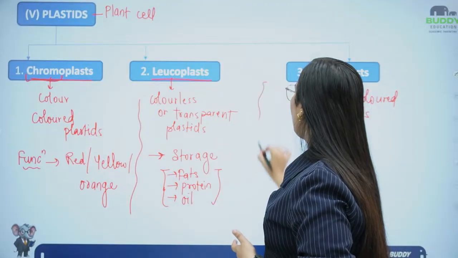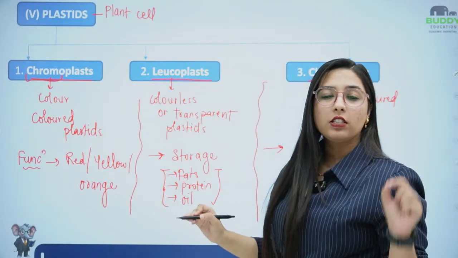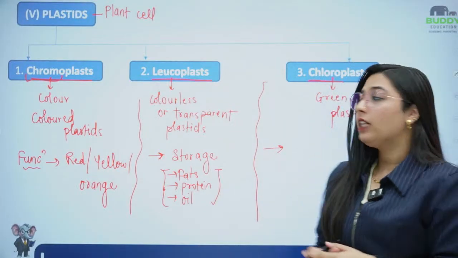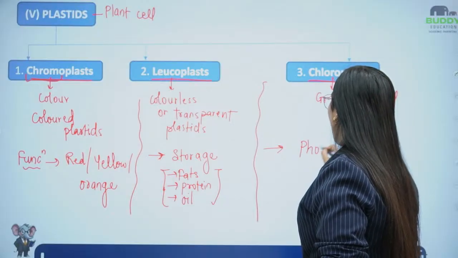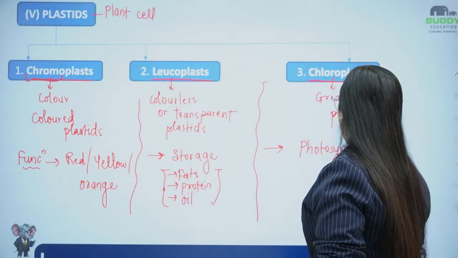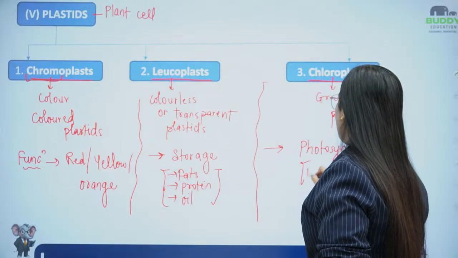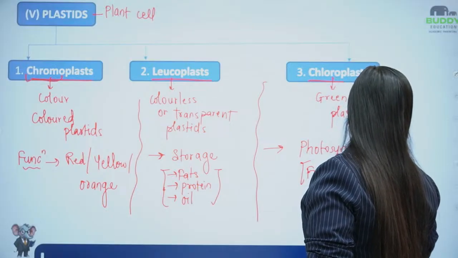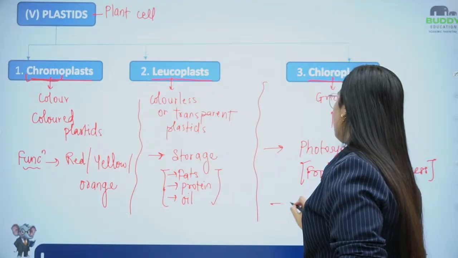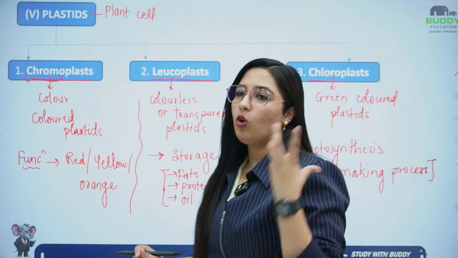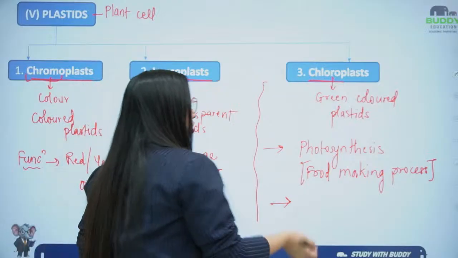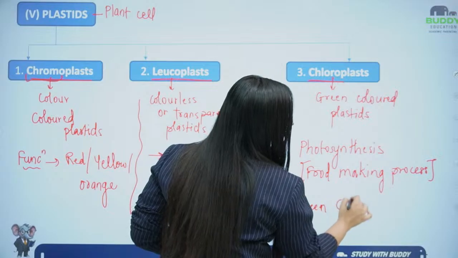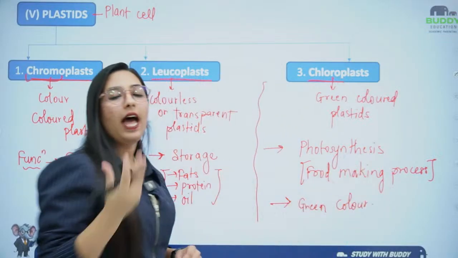Okay, moving forward to the chloroplast. If I talk about the function of chloroplast, these chloroplasts are responsible for a very important function in the plants, that is, they perform photosynthesis, which is a food making process. And they are also responsible for providing the green color, because these chloroplasts are green colored plastids. They are also responsible for providing green color to that particular plant.